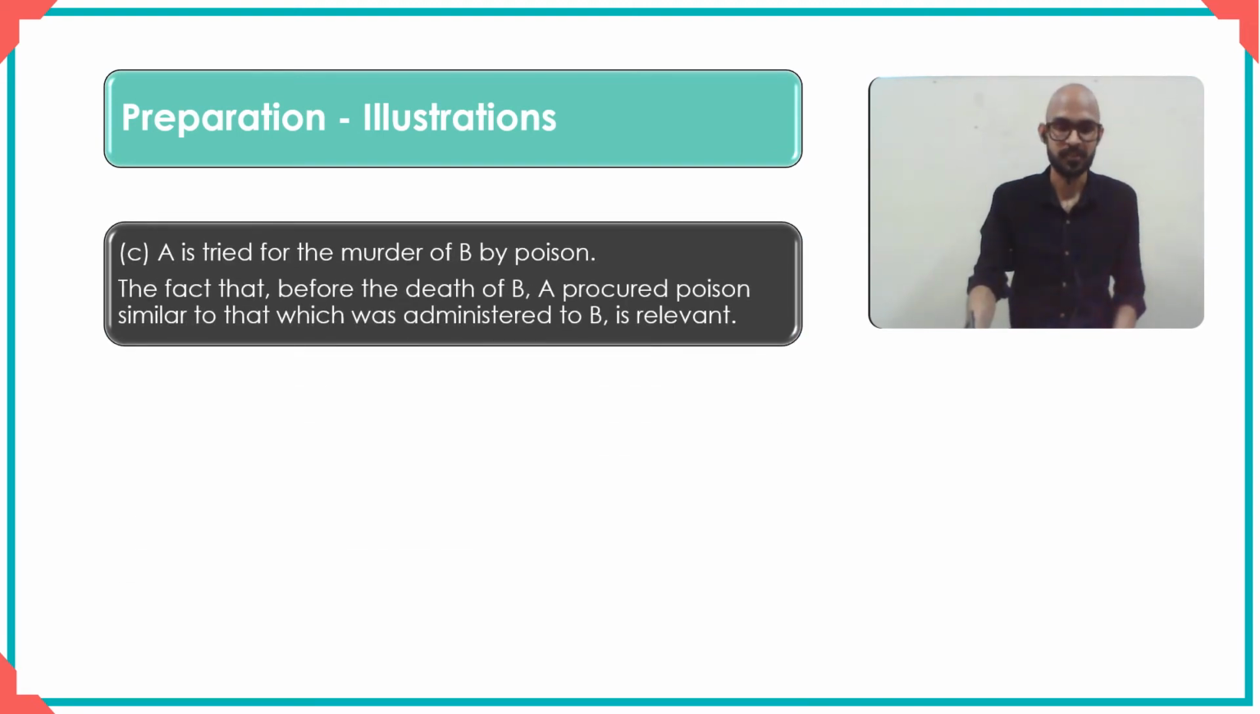Let's have a look at illustration C. Now A is tried for the murder of B by poison. Now B has gone to procure this poison. Well, that is his preparation. Now buying poison by itself does not mean anything. Perhaps you could have bought poison because you wanted to kill an animal, or you just wanted to stock some poison with you. Well, there are many reasons for it. But when there is a certain offense that has been committed, now you're looking at preparation. And therefore, these are the circumstances surrounding the incident, and therefore evidence of that is made relevant by Section 8 under the heading of preparation.